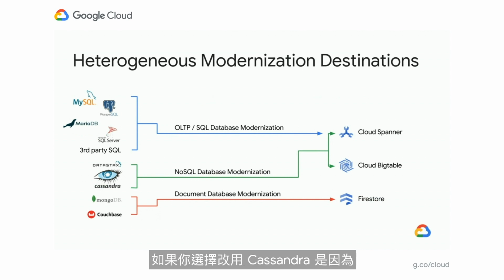Now, if you moved to Cassandra because of the horizontal scalability and you find sacrificing the consistency is fine, then we see customers moving to Cloud Bigtable, where you have row level consistency, but eventual consistency for replication across zones and regions. If you come from a document store, we see quite a lot of customers moving to Firestore as a destination, from MongoDB, for instance.